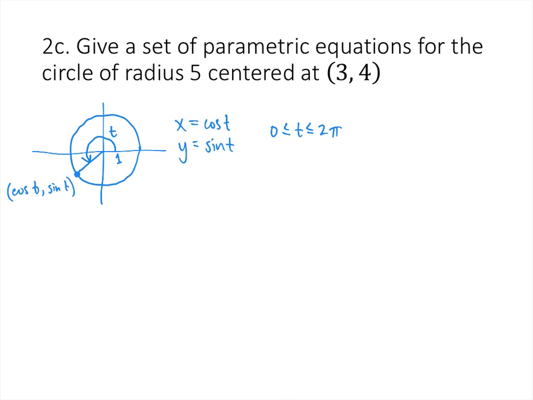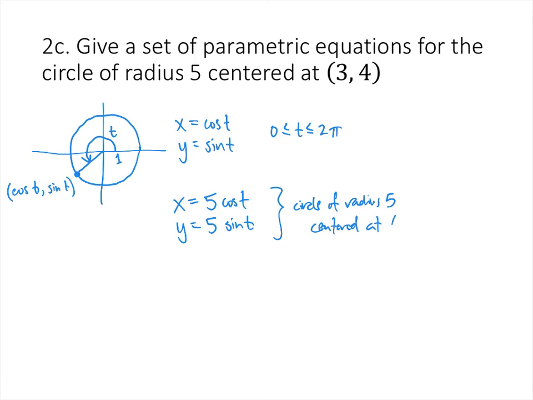Now, this is the circle of radius 1 centered at the origin. So we need to modify this in two different ways. We need to make the radius be 5 rather than 1, and we need to make the center be (3, 4) rather than (0, 0). The way that we make the radius 5 is by multiplying both the x and the y coordinates by 5. So this right here is the circle of radius 5, but still centered at (0, 0). So that's not our final answer quite yet.